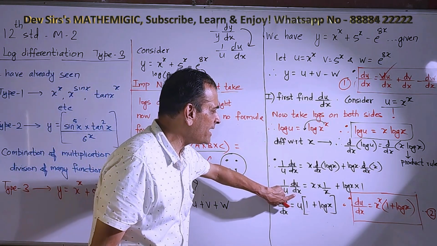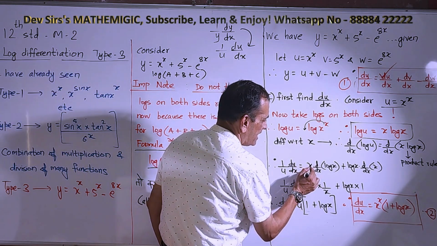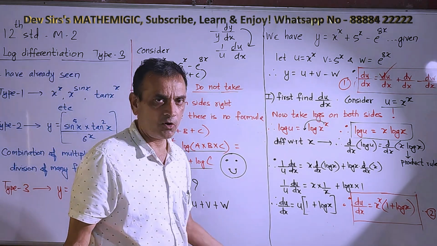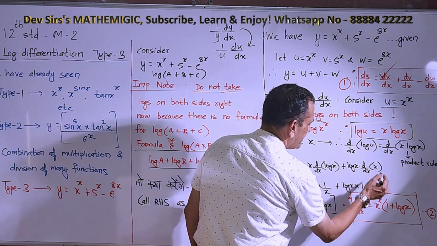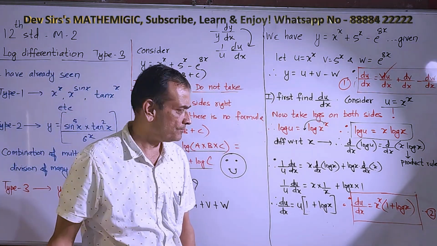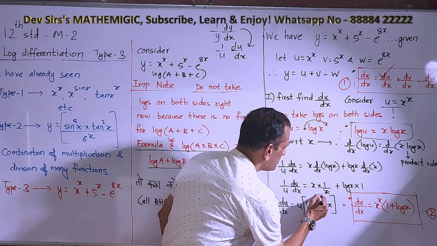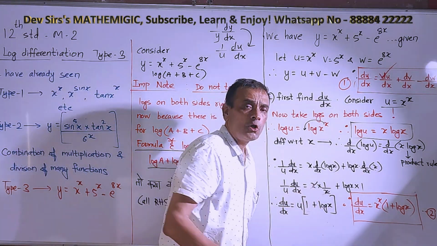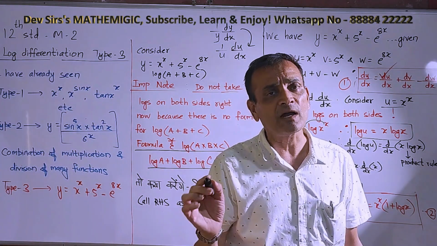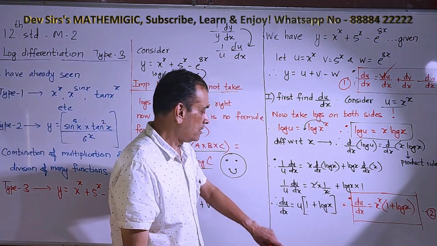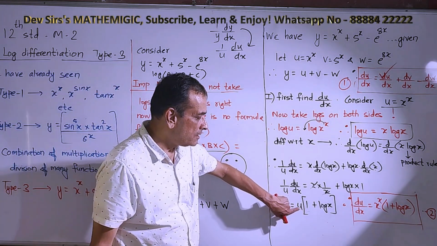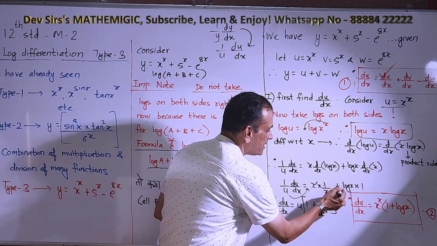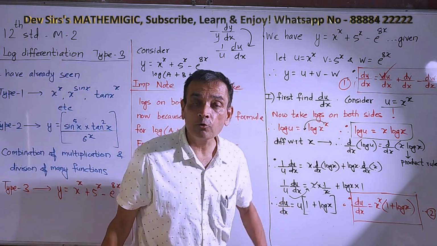So 1 upon u du by dx. x into derivative of log x is 1 upon x. Formula. Plus log x into d by dx of x is 1. Our favorite formula. So x gets cancelled here. x cancel होने के बाद क्या? u को ट्रांसफर करना है इधर ऊपर. Logarithmic differentiation में you have to transfer after taking logs. In the final step, du by dx is, transfer u on the RHS. यहाँ पे गया like this. और ब्रैकेट में क्या है? 1 plus log x.